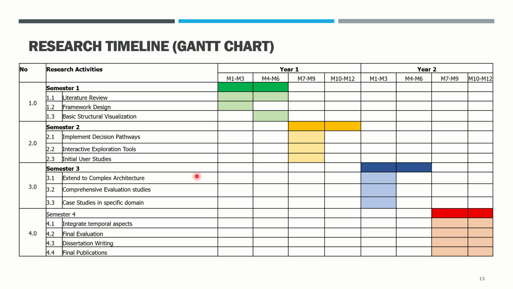So our research timeline: we have 4 semesters over 2 years. The first semester is literature review, framework design, and basic structure visualization. The second semester is to prepare the decision pathways, develop the interactive exploration tools, and conduct the initial user studies. For the third semester, we need to extend to complex architectures, comprehensive evaluation studies, and case studies in specific domains, specifically medical, NLP, and also finance. In the fourth semester, we integrate temporal aspects, have the final evaluation, dissertation writing, and the final publication needed for the studies.